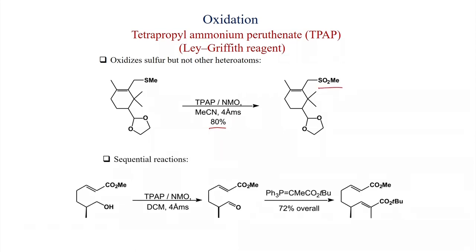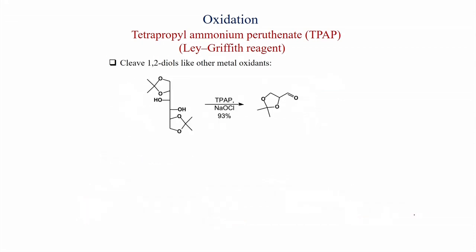Also, sequential reaction is possible. Here a chiral center is present with the alcohol. Under these conditions, there is a possibility that the aldehyde alpha position can epimerize and you get racemization. But with TPAP NMO conditions, you can get the aldehyde, and if you trap it in situ with this Horner-Wittig ylide, then the alpha beta unsaturated ester is formed and this chiral center is retained. That means TPAP is very mild. In the aldehyde stage, it does not allow epimerization of the methyl group, and that is why the methyl geometry is retained in the alpha beta unsaturated ester.